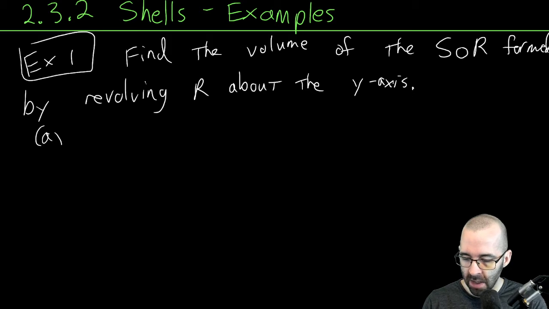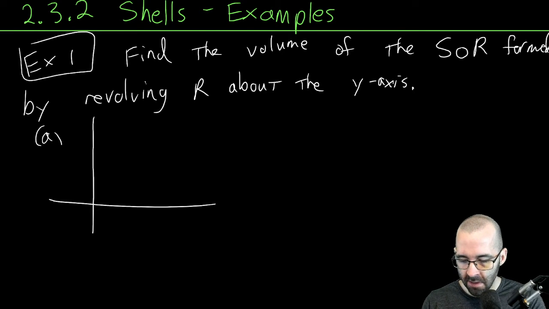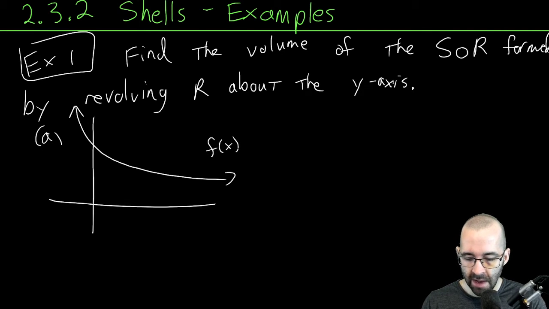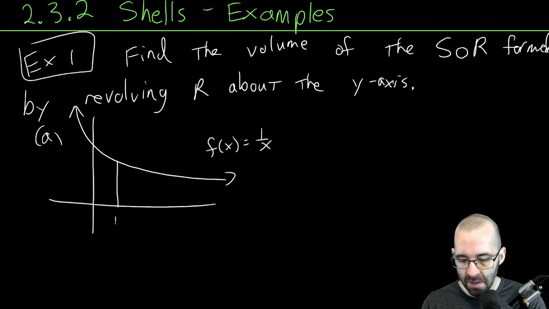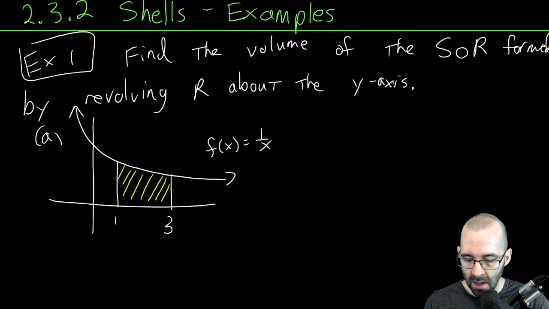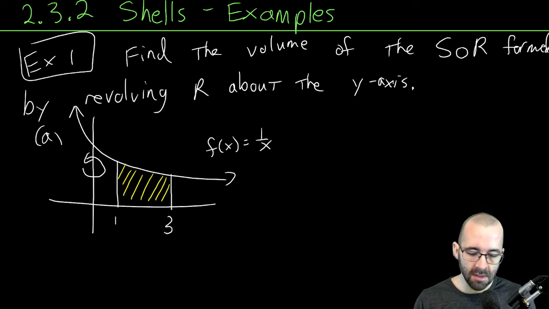Part A is going to be R is defined in this way. So we have this function, call this function f of x is 1 over x. And we're just looking from x equals 1 to x equals 3. And this is our region. That is our R. We're rotating it about the y-axis. So I'll denote that like this.